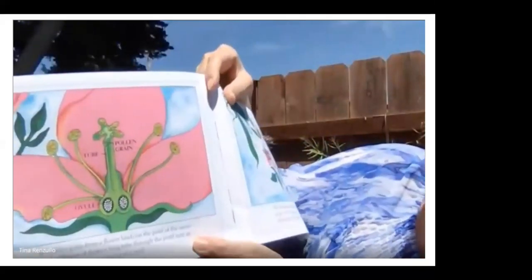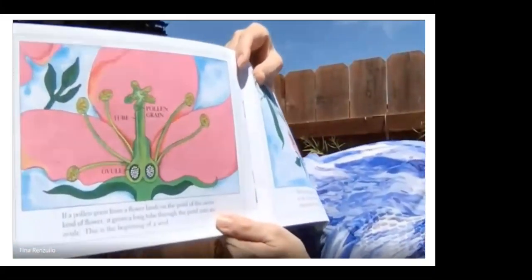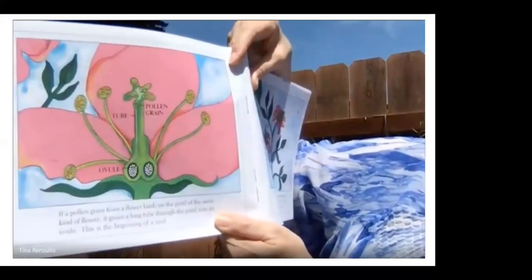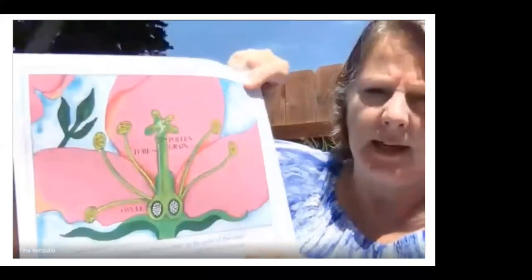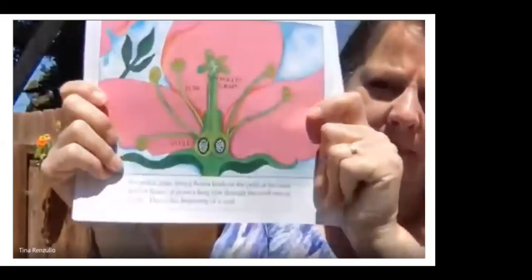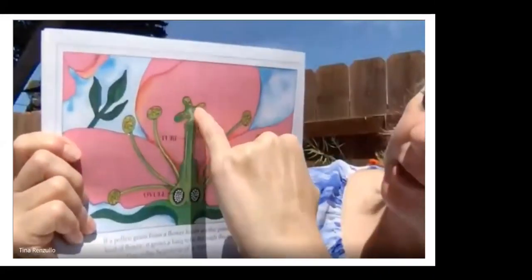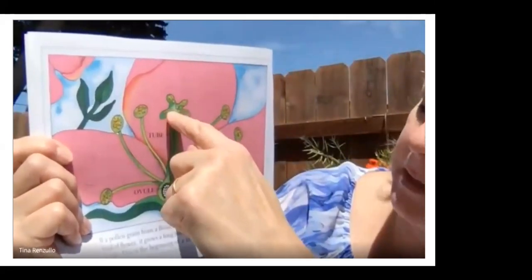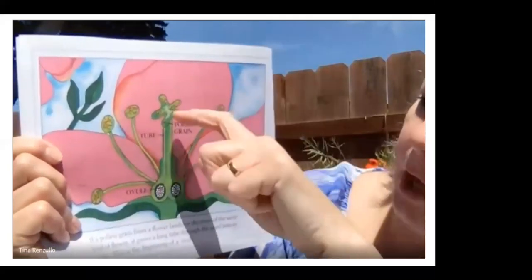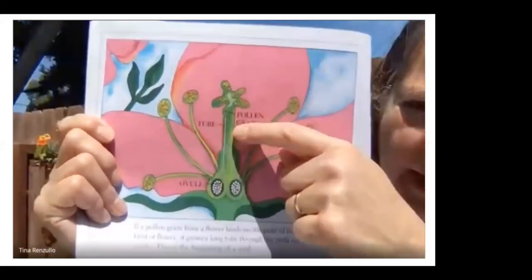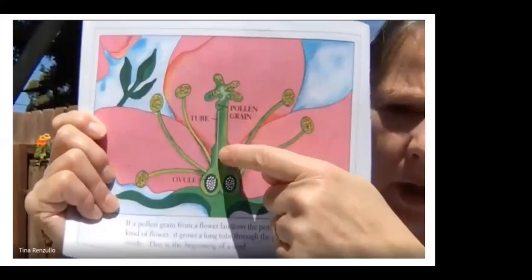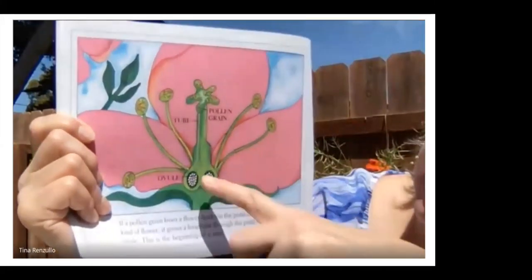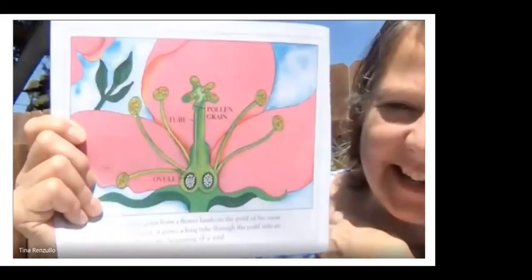If the pollen grain from a flower lands on the pistil of the same kind of flower, it grows a long tube through the pistil into the ovule, and that's the beginning of the seed. Wow, let's really take a look at this picture. So up here, the pollen grain landed on the pistil, and a long tube grew. You see that white line down there? A long tube grew all the way down here into the ovule and is starting to grow a seed.